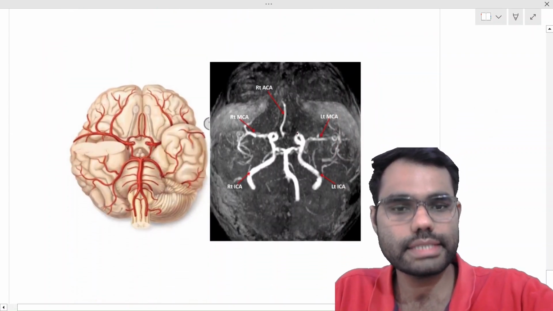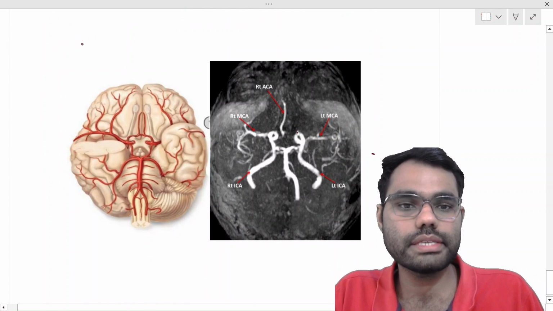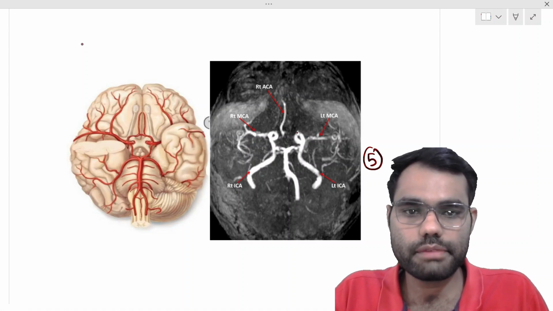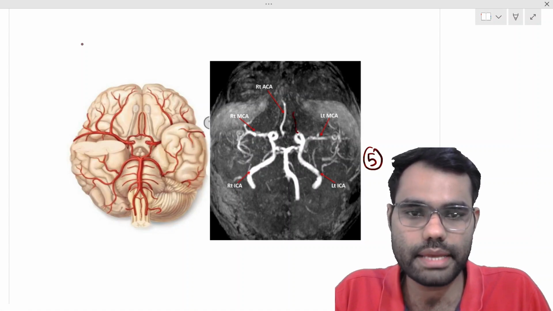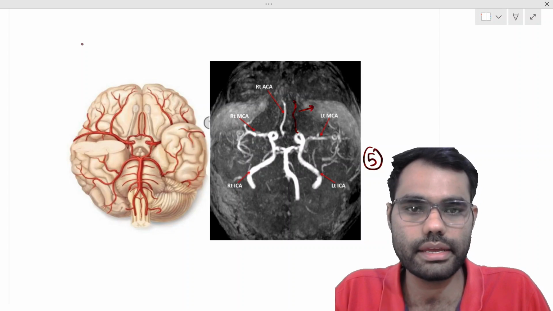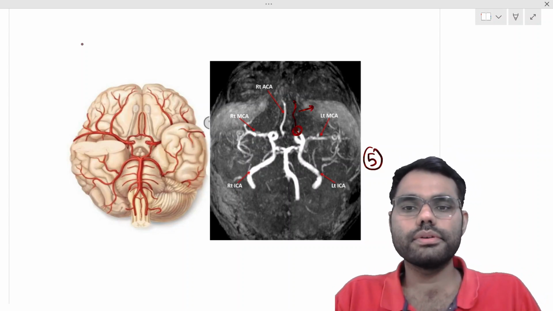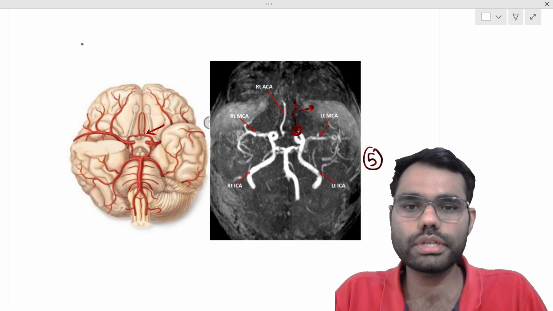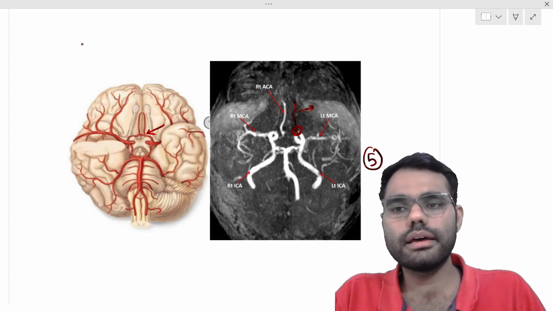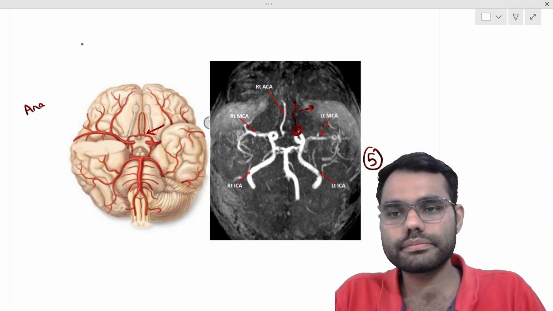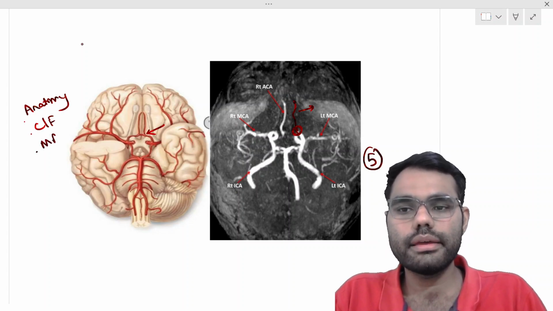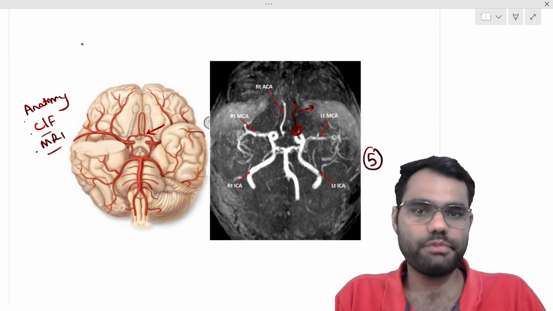Another sequence that we get done here, the 5th sequence in a stroke protocol, is an MR angiography of the brain. So we can see the blood flow in all these vessels, right? What is seen here is a block in this left ACA branch, and therefore the left ACA branch is not seen here because of a block, right? So this is how it helps us to diagnose that there is an occlusion of this left ACA branch. So we discussed the anatomy, the clinical features, and the MRI imaging changes of an ACA infarction. Thank you.